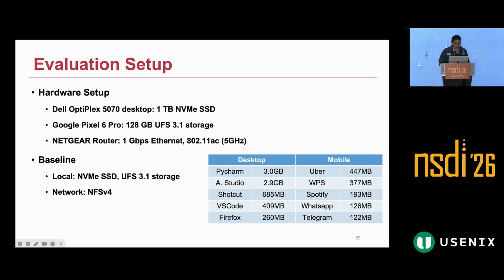We evaluate on both desktop and mobile devices under a standard 1 Gbps network. We also integrate StreamBus into the Android framework, enabling unmodified Android applications to run directly from remote storage with only minimal system changes. We compare against local storage and NFS using a set of representative real-world applications.